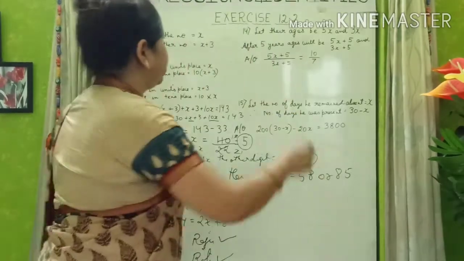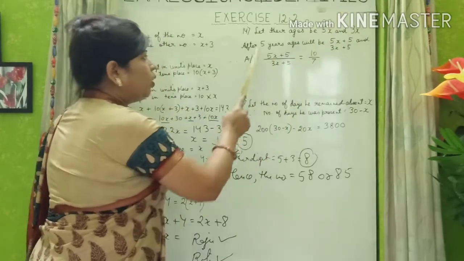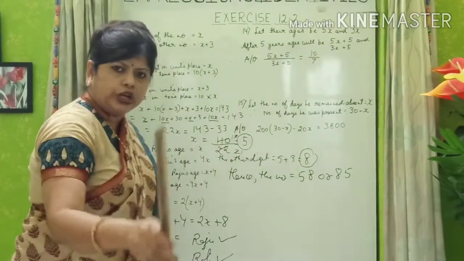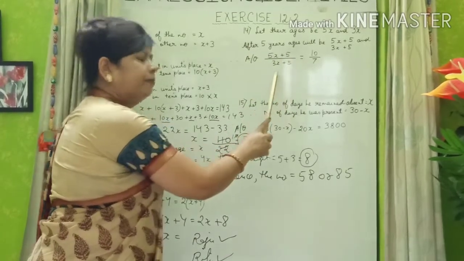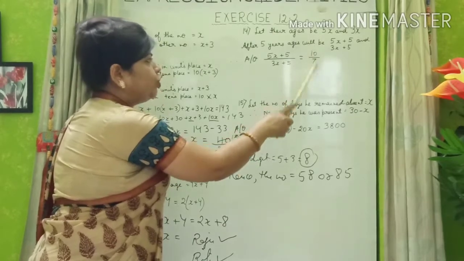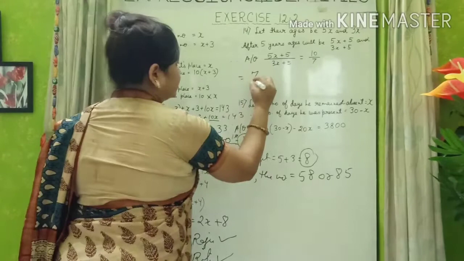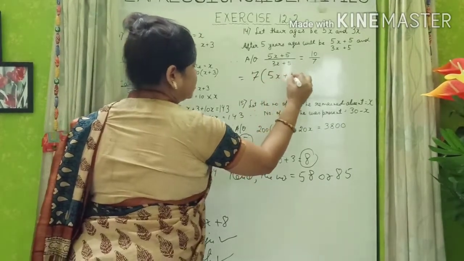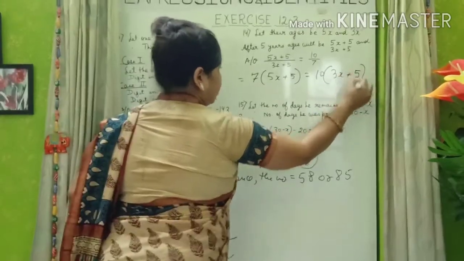So question number 14, you see. Let their ages be 5x and 3x. So what will happen after 5 years? According to the question, after 5 years, children, 5x plus 5 by 3x plus 5 is equal to the ratio 10/7. So how to solve? Very easy. 7 into 5x plus 5 is equal to 10 into 3x plus 5.